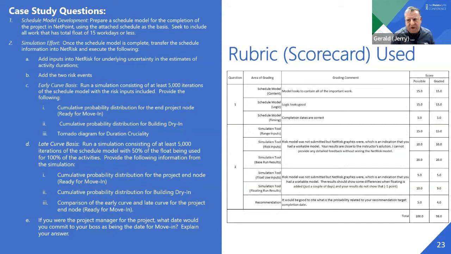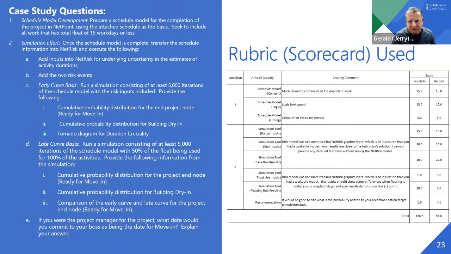Question 1 was all about development of the schedule model. The evaluation I tried to do was of the content of the model: are all the right types of activities in it? Is it logically linked or not? What I found with the students is they were very good at putting the logic in. And then the timing: could the timing of the model be consistent with the schedule information that was provided? That was the first part, and basically the overall score there adds up to 35 out of the possible 100 points on this particular case study assignment.